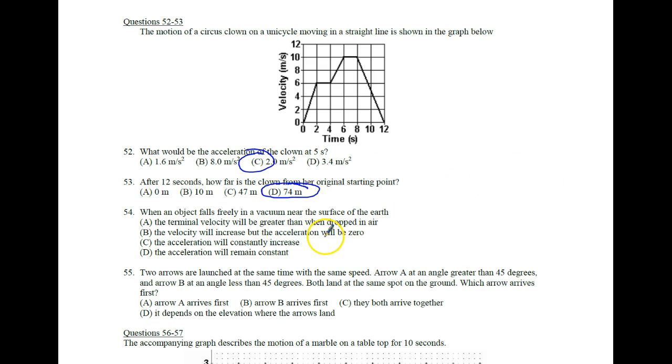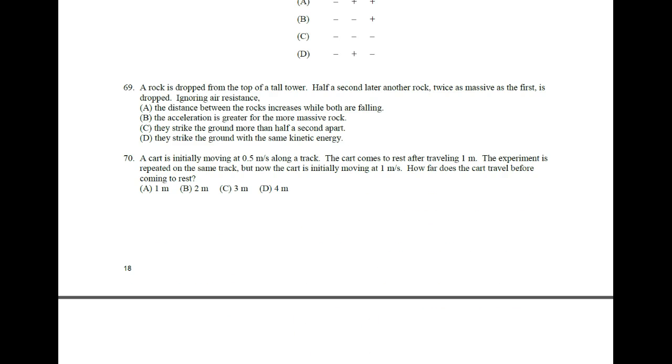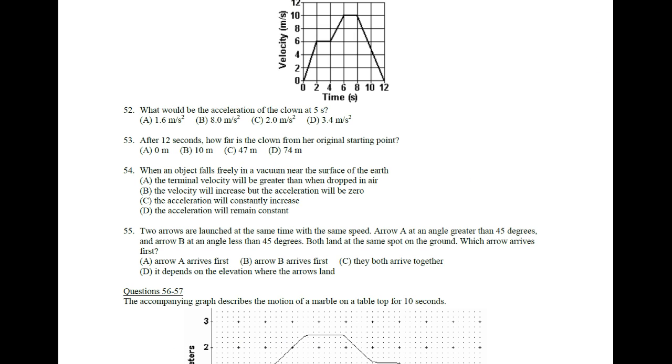For number 54, the answer to this one is D. That one should be pretty obvious. The acceleration is constant since there's a vacuum. For number 55, you should get letter B. It's because a projectile launched at a smaller angle does not have to go as high and will fall to the ground first.